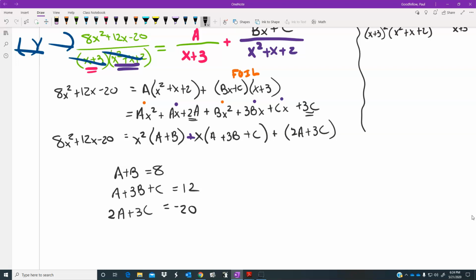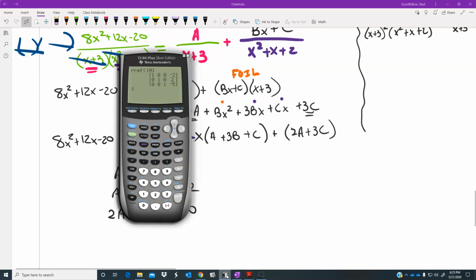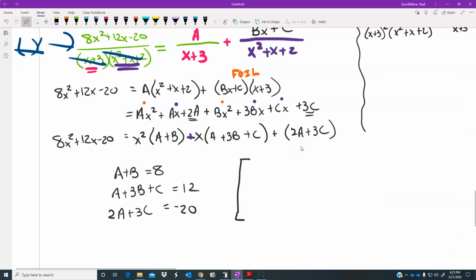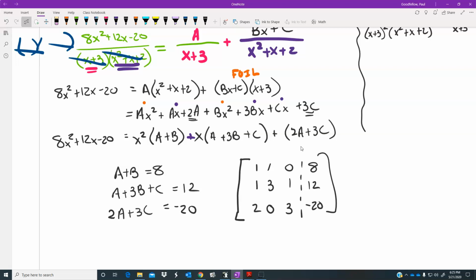Now this is a great example of maybe when you might push ahead and use your calculator in an RREF way and write the augmented matrix that would be necessary for this. That would be a 1, 1, 0 with an augmented 8. I'm using 0 because there is no C in that first equation. Then a 1, 3, 1 with a 12, and a 2, 0, 3 with a negative 20. Now I'm making sure you put the 0 here in the middle of this one because there's no B value for the second or third equation.